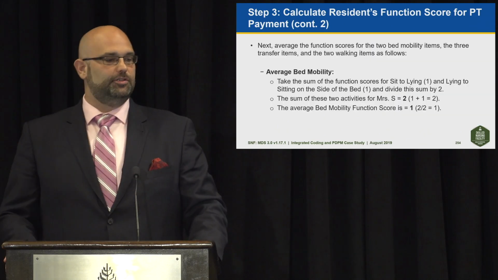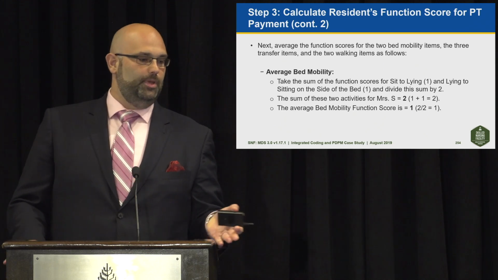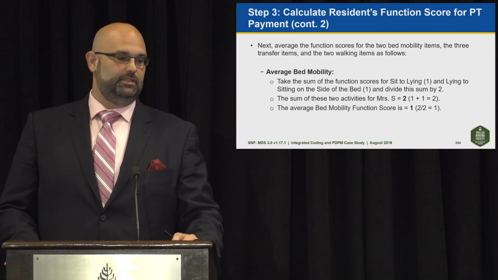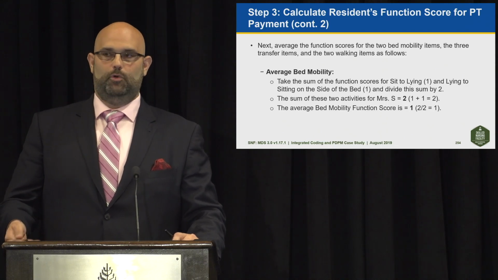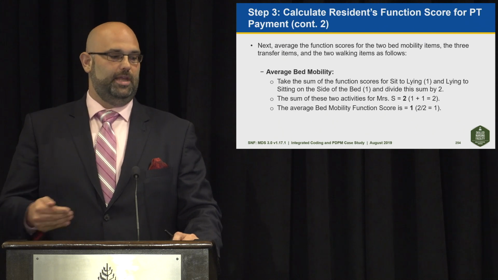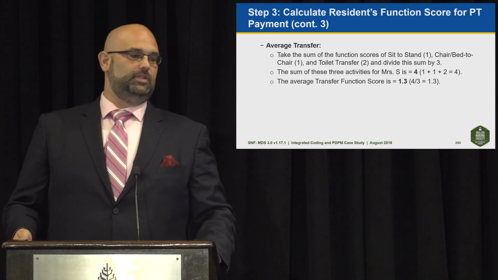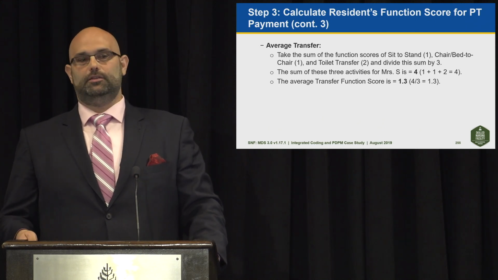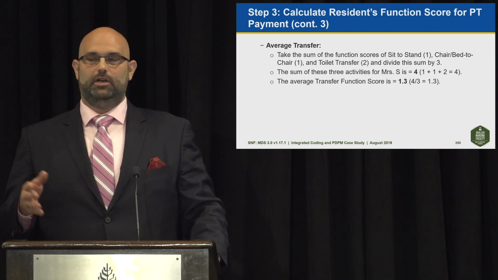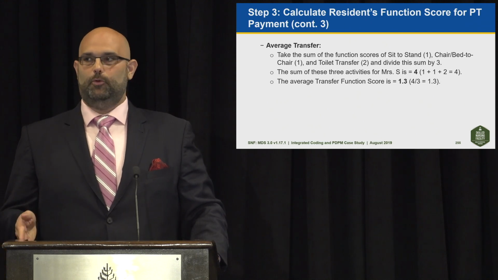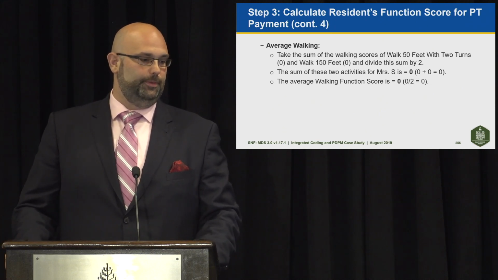The next step is to average the function scores for the 2 bed mobility items, the 3 transfer items, and the 2 walking items. For bed mobility, you take the sum of the function scores from sit to lying and lying to sitting on the bed, and divide that sum by 2. Each of those had a 1, so 1 plus 1 equals 2. Divide that by 2, and you get a bed mobility function score average of 1. For average transfer, you take the sum of these 3: sit to stand, chair or bed to chair, and toilet transfer. Those were a 1, a 1, and a 2 respectively. That adds up to a 4. You divide that by 3 to get the average. The average is 1.3, and we're going to leave it as 1.3 for the moment.